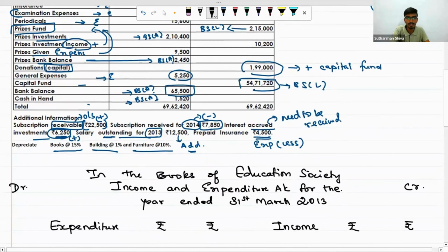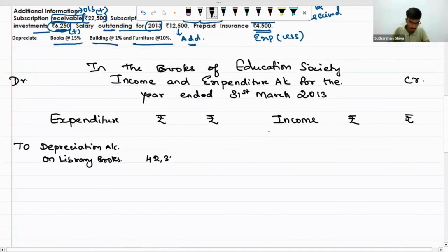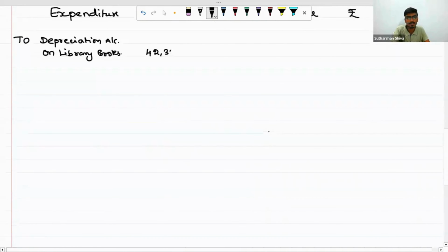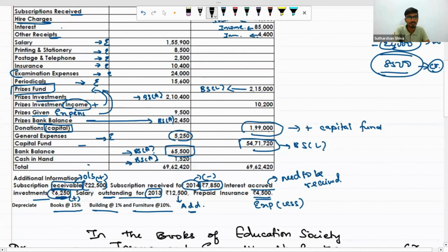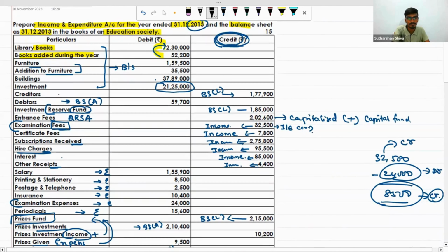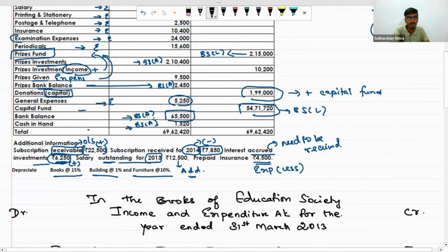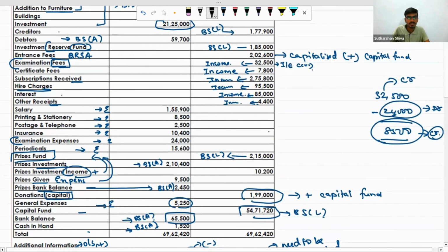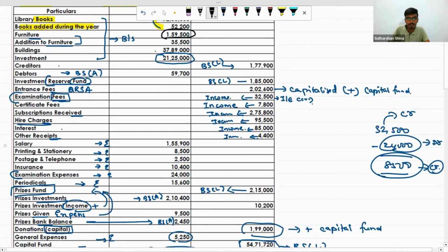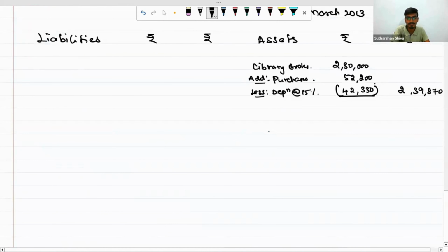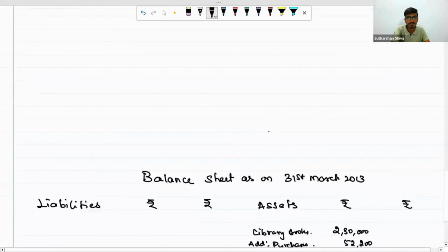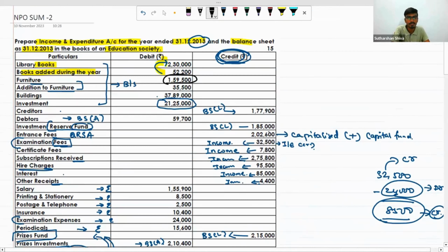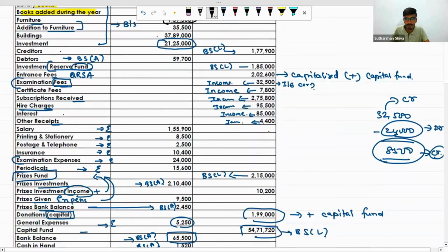We will try to solve this. 42,330 will be given. Next, I will write furniture, 1,59,500. Addition to furniture will be 35,500.